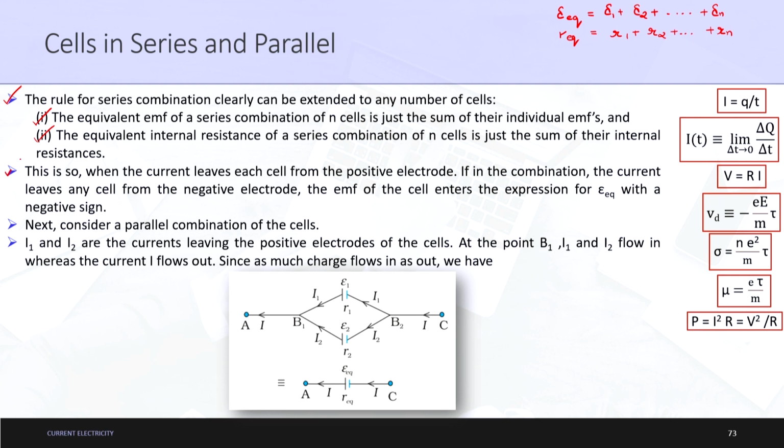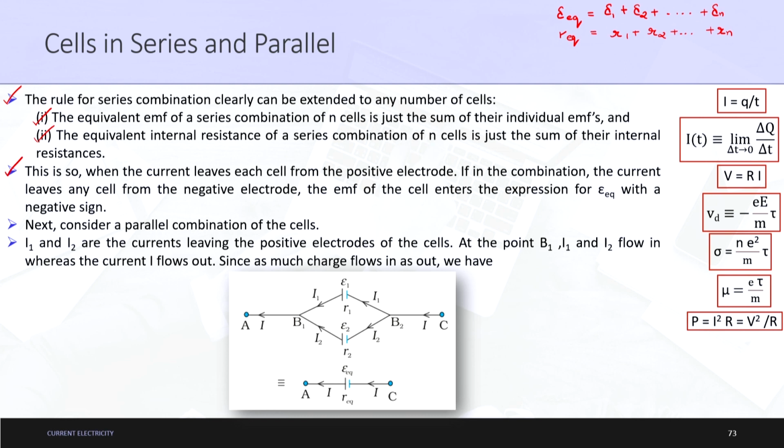So, this is when the current leaves each cell from the positive electrode. If in the combination the current leaves any cell from the negative electrode, the EMF of the cell enters the expression for equivalent with a negative sign. Let us suppose that epsilon 2 was with negative sign, so we will just replace this by minus sign here. For now I am just writing it as plus here only, but just for your explanation I explained when the negative sign will be added in the mathematical formulation.